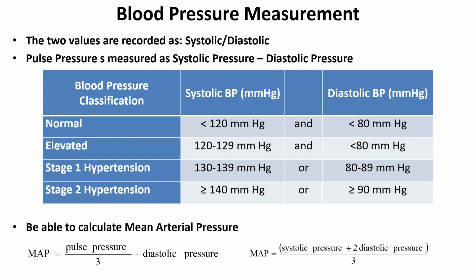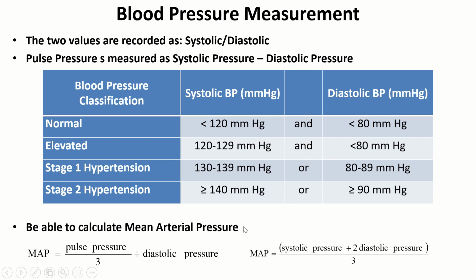And based on the values you have, you can compare those to the normals and the pathologic indications for blood pressure. You can find this table in exercise 5 of your lab manual and should have these values memorized. Normal or average blood pressure is a systolic around 120 millimeters of mercury with a diastolic of about 80 millimeters of mercury. You'll also be expected to know how to calculate mean arterial pressure.